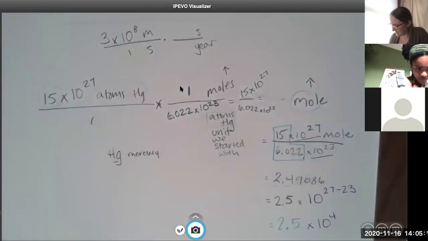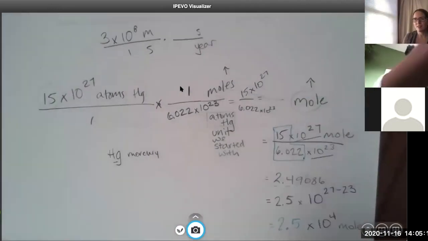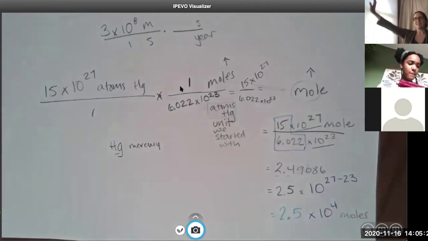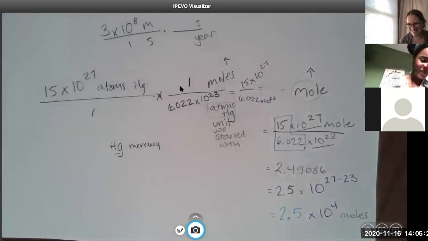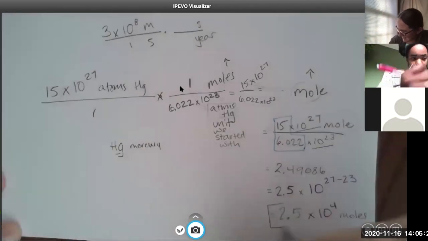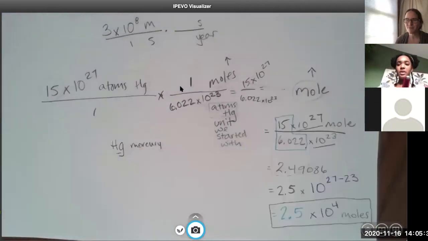Perfect. This is a wonderful practice question. Oh, good. And then would that be our final answer? That is your final answer. Cool. Wonderful. So 2.5 times 10 to the 4th, and that's in moles for the converts.